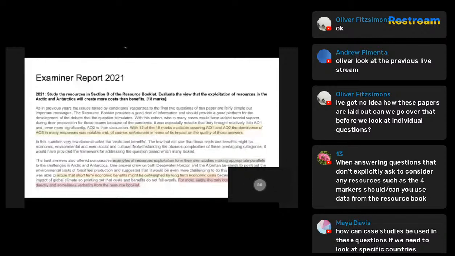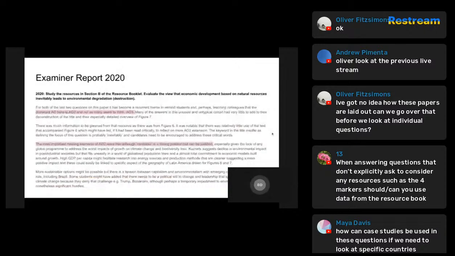In this case, this candidate, for one of their answers, has argued the short-term benefits outweigh the long-term economic costs. It shows that you're thinking about the material rather than just dragging and dropping things in.